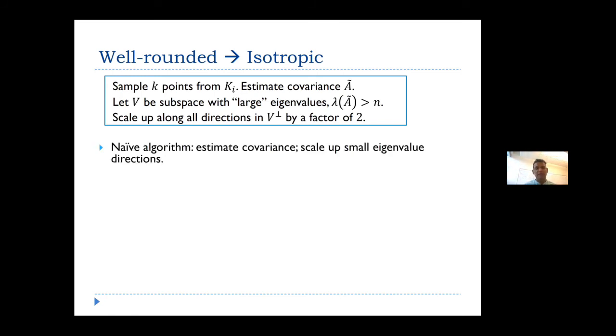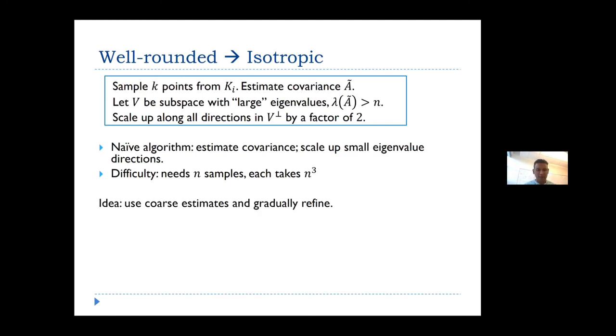As I mentioned already, the naive algorithm would be to estimate the covariance fully, but the problem is that it takes too many samples, it takes n² samples, so you'll be back at n to the 4. So what we'll do instead is use coarse estimates and get better and better with not too many rounds. Initially, with a few samples, we'll only be able to estimate the very large eigenvalues, the directions where the body is extremely long.